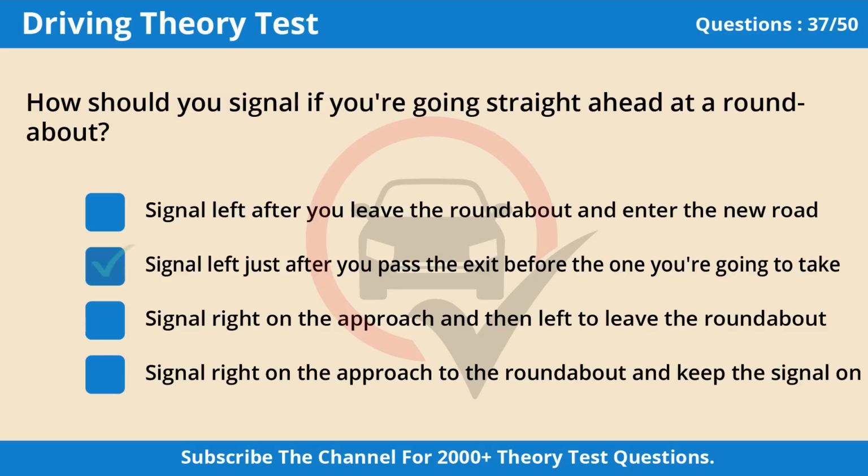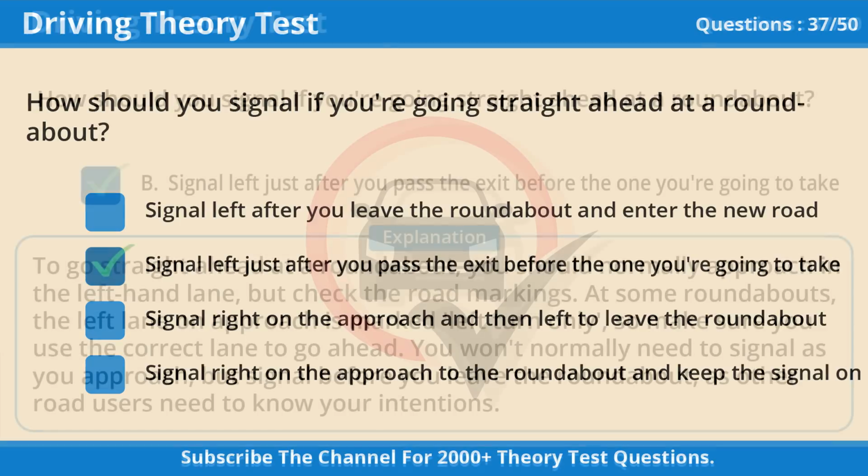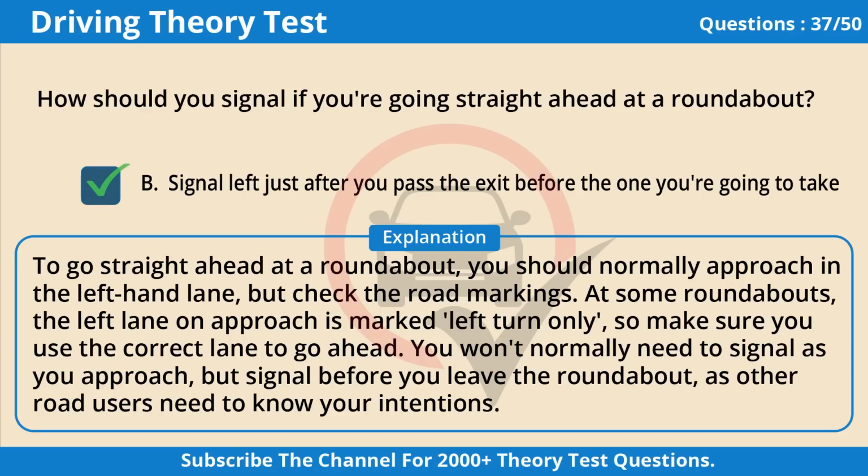B. Signal left just after you pass the exit before the one you're going to take. To go straight ahead at a roundabout, you should normally approach in the left-hand lane, but check the road markings. At some roundabouts, the left lane on approach is marked left turn only, so make sure you use the correct lane to go ahead. You won't normally need to signal as you approach, but signal before you leave the roundabout, as other road users need to know your intentions.